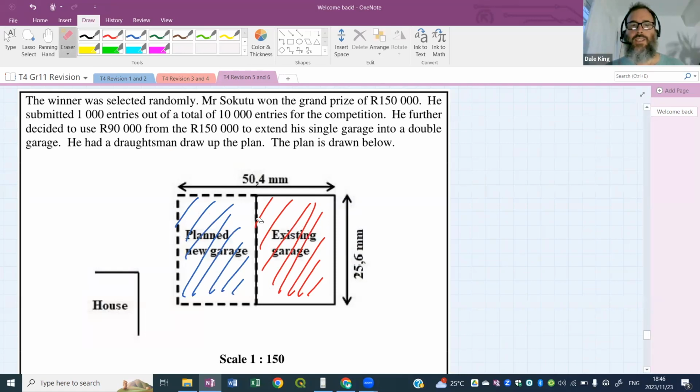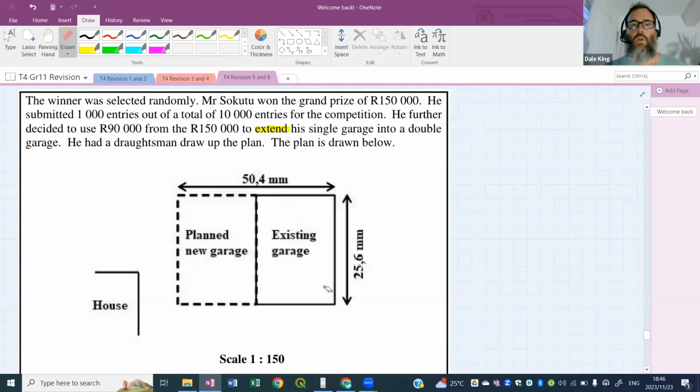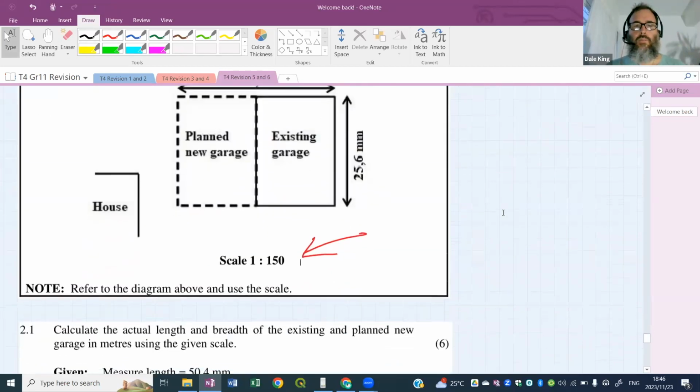All right, so obviously he's extending. You see the word here, extend, means to take what was originally there and make bigger. So eventually this whole rectangle will be his garage. That's what he's going to do with the prize money. So this is a plan of that. And here at the bottom, again, we see a scale of 1:150. All right, let's check out the questions.